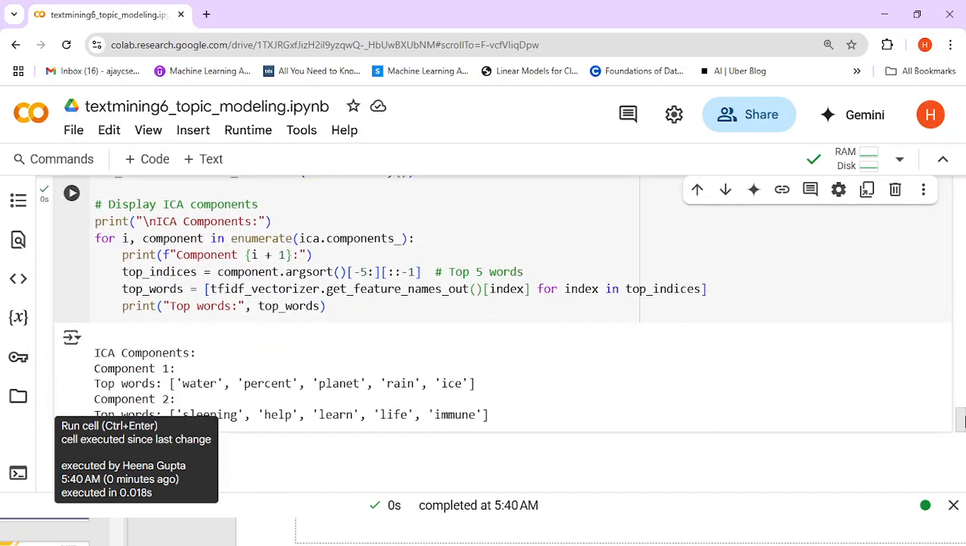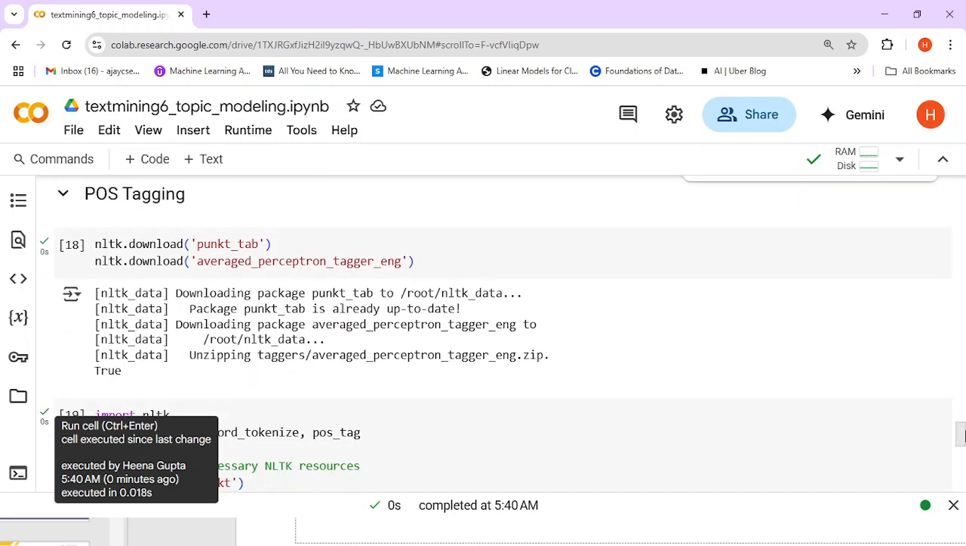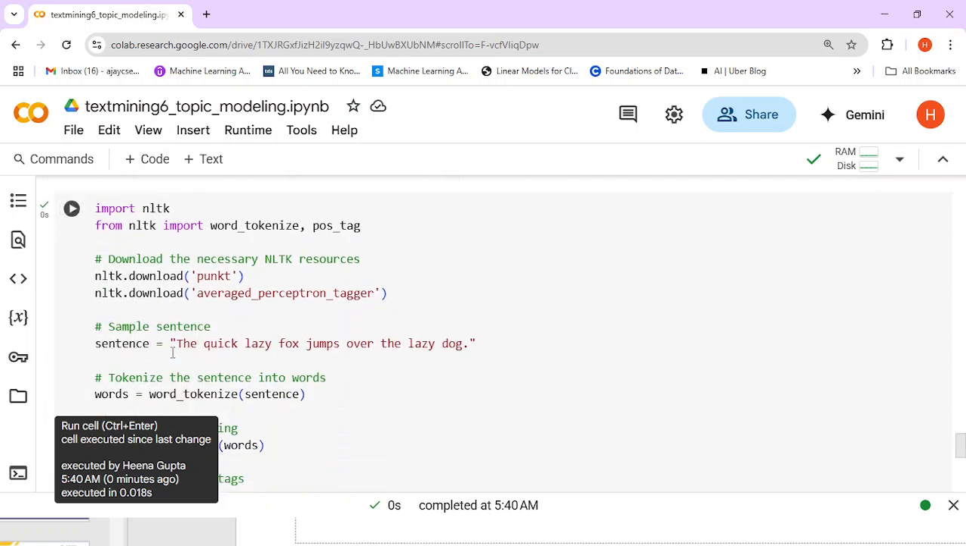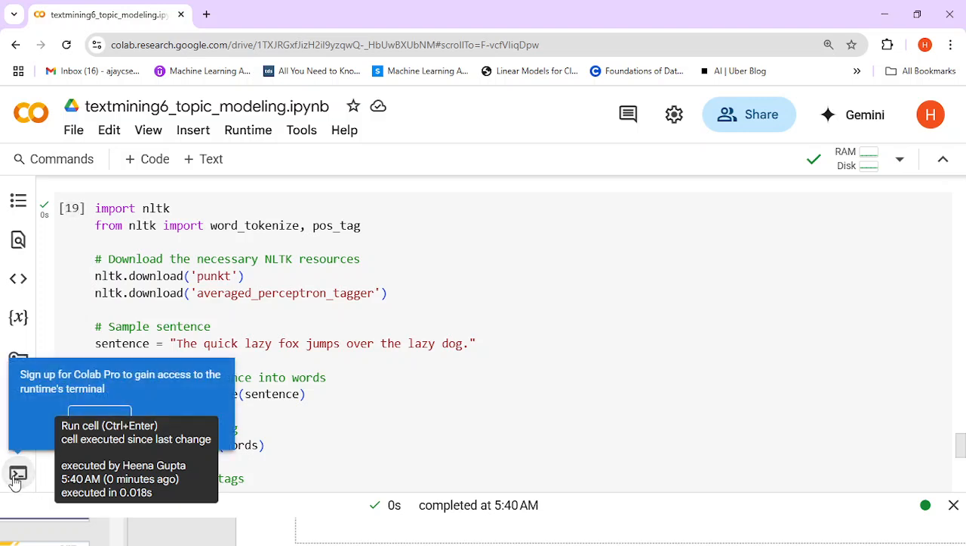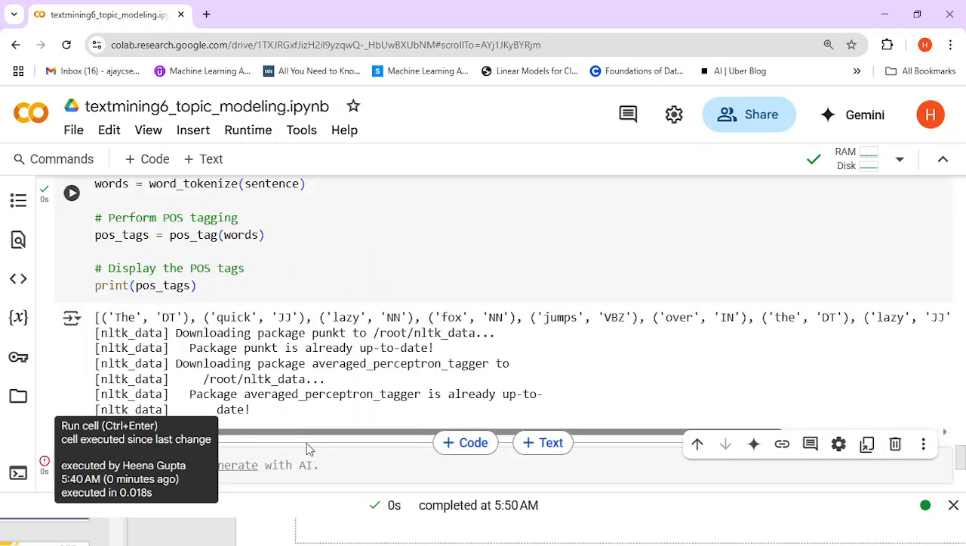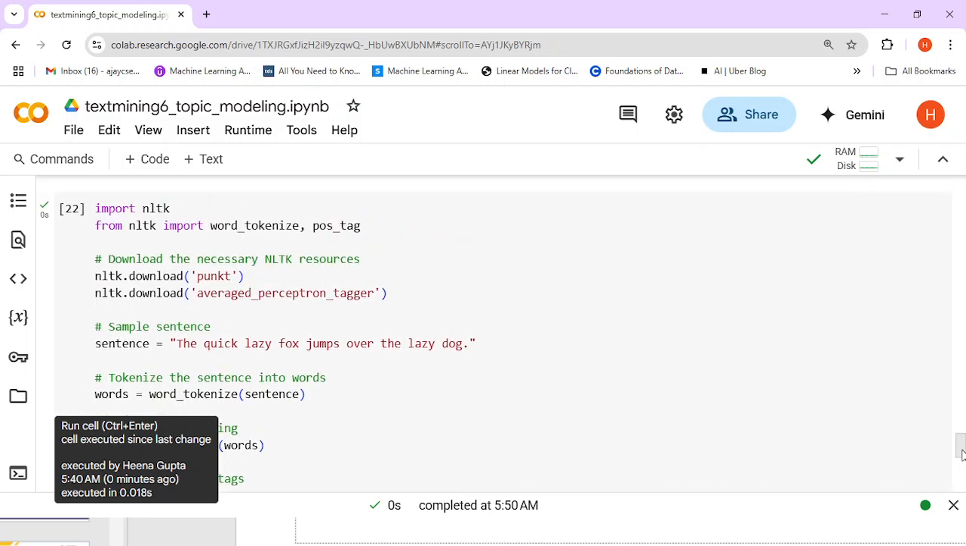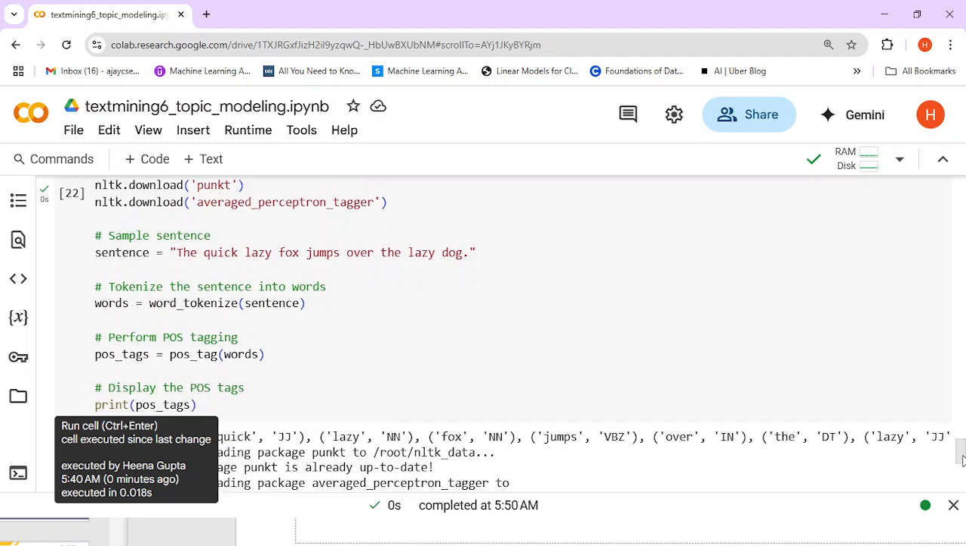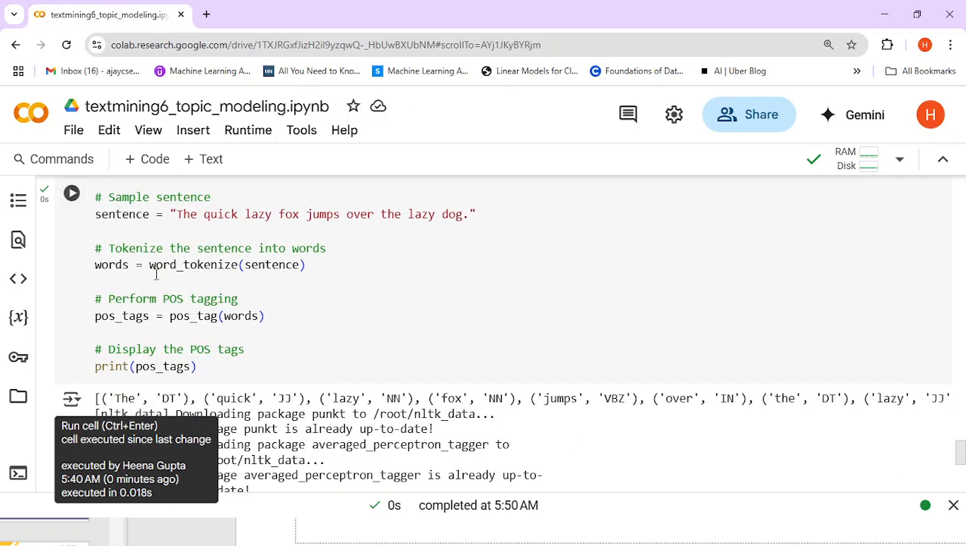Let us look into part of speech tagging. Part of speech tagging can be easily done with the help of the NLTK library. So here, the quick lazy fox jumps over the lazy dog. Now here I will word tokenize it and then I will print the POS tag.